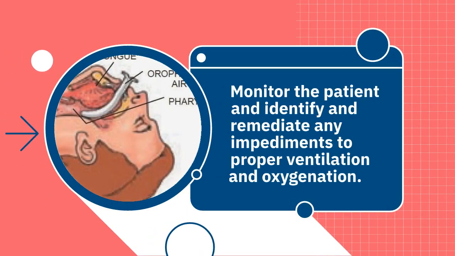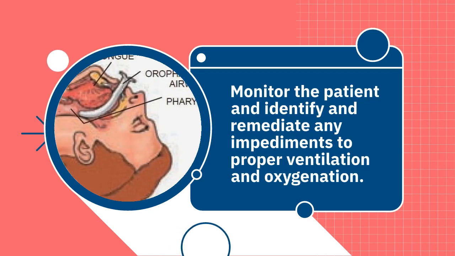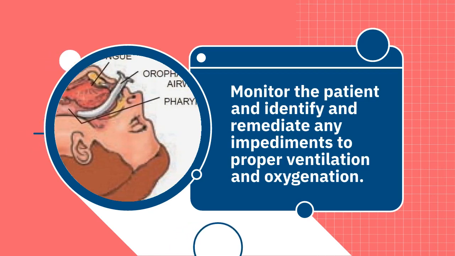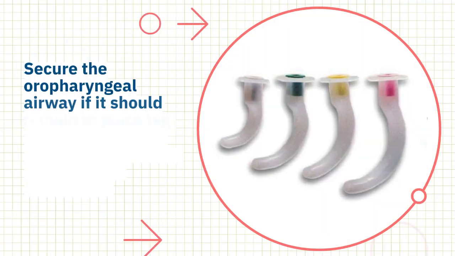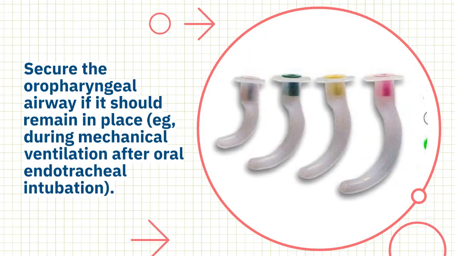Alternatively, use a tongue blade to depress the tongue as you insert the airway with the tip pointed to the floor of the mouth, i.e., concave down. Use of the tongue blade prevents the airway from pushing the tongue backward during insertion.